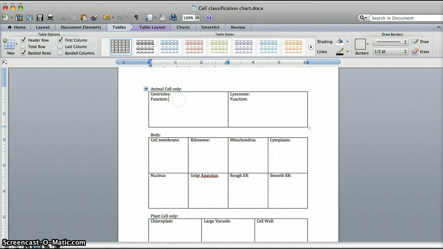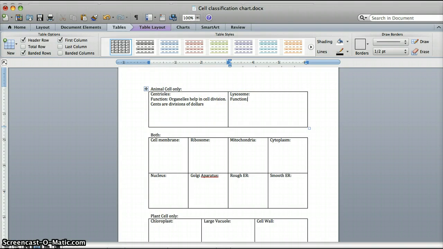So in plant cells only, we have centrioles and lysosomes. Now, the function of a centriole is it's an organelle that helps in cell division. The way that you can remember this is cents are divisions of dollars. So centrioles are organelles that help in cell division.